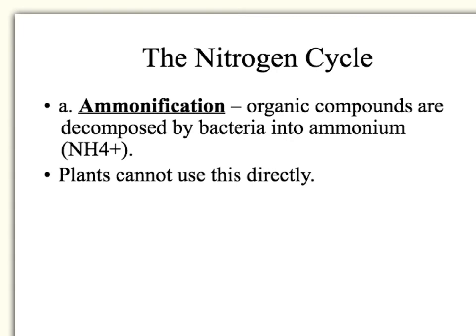So the first is called ammonification, and that's what we're going to take into using organic compounds that are decomposed by bacteria into ammonium, so NH4+. Plants cannot directly use this. So again, we're going to take organic compounds that are broken down by bacteria, and we're going to make our NH4. That's the first step.